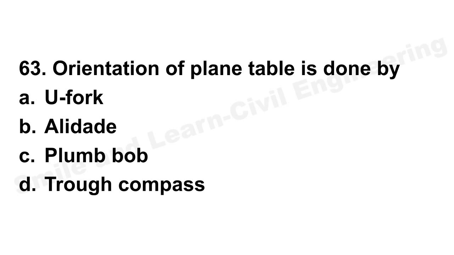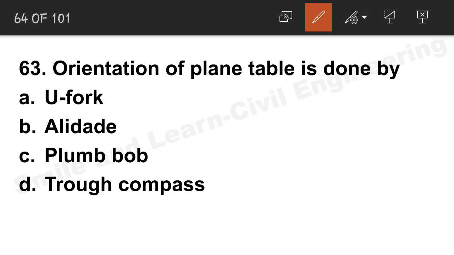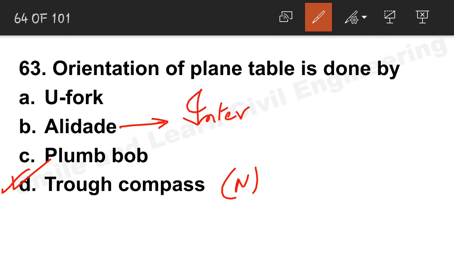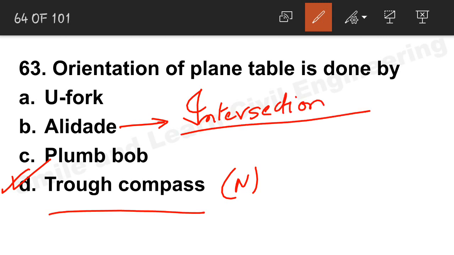Orientation of plane table. Actually, you see, orientation we don't do with respect to the north, we do, no? So through compass will be the correct answer. And when we use the alidade, many of you will comment that alidade it will be, but intersection, whenever we are doing the intersection process, we will use the alidade. Otherwise, orientation is done always with respect to north.